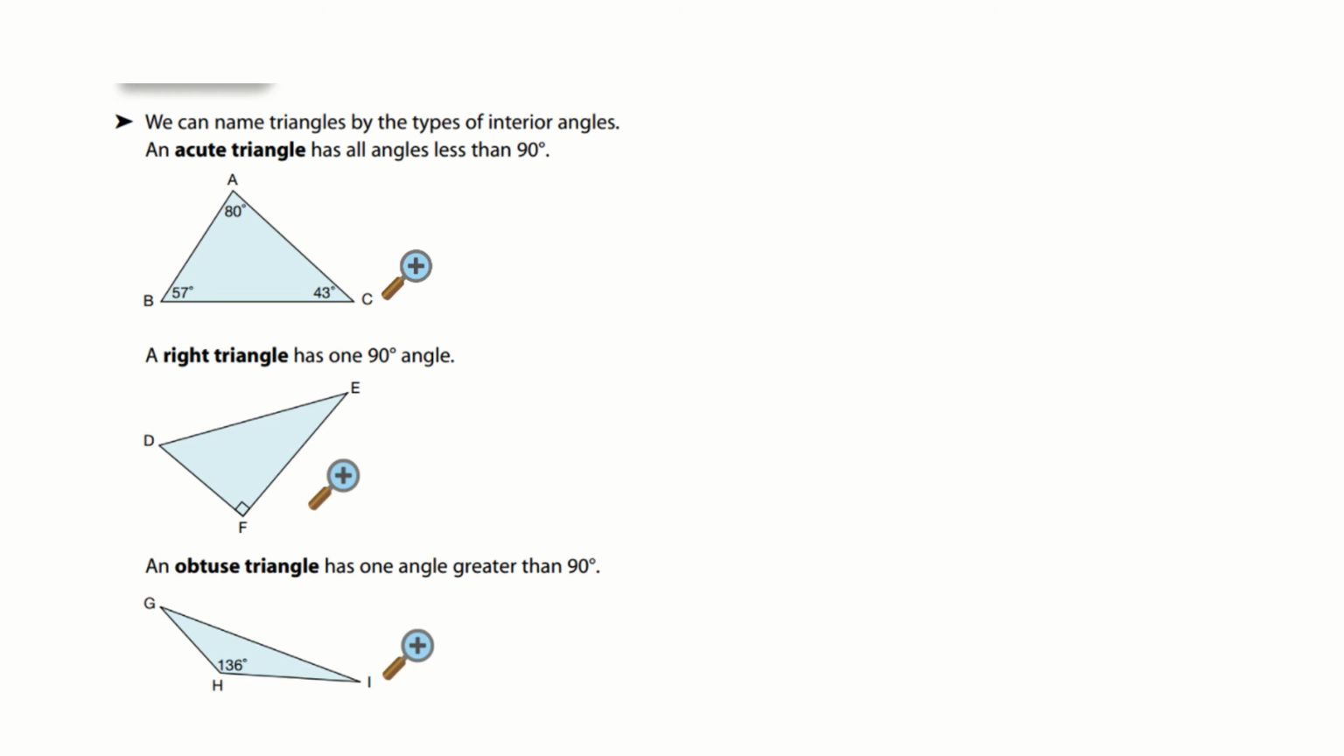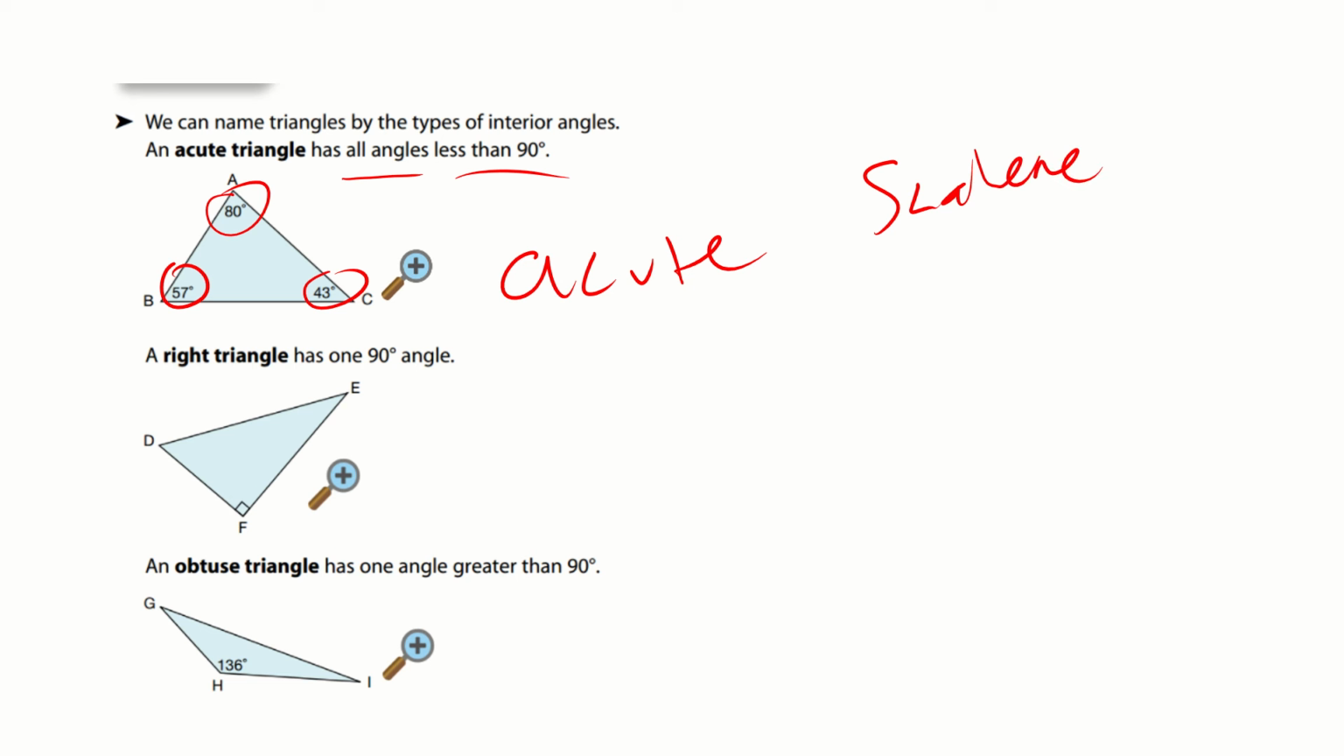So we can name triangles by the type of interior angles. So acute, so this is where our angles come in, guys. An acute is less than 90 degrees. So what this means is all the angles in the triangle are less than 90 degrees, okay? So here we have 57, 43, and 80, all right? So this would be an example of an acute triangle, but this would also be an example of a scalene triangle, okay?